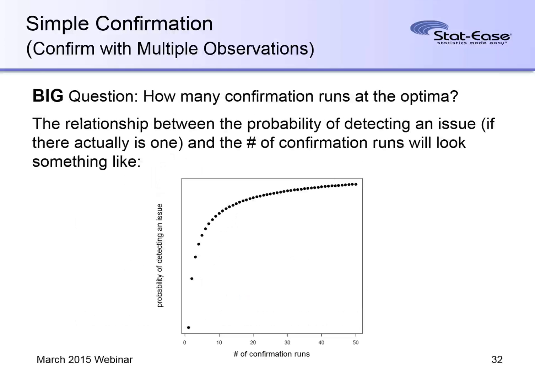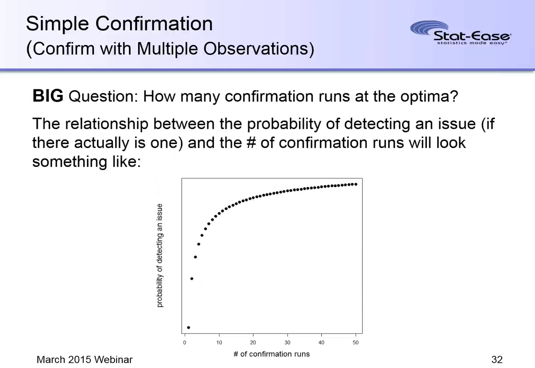Big question. This is a question that we get very frequently. How many confirmation runs might 1 be enough? Do we need 5? Do we need 10? We'll talk about this briefly now. This is kind of a very intuitive example. It's not super exact, but it's just meant to get across the general idea.